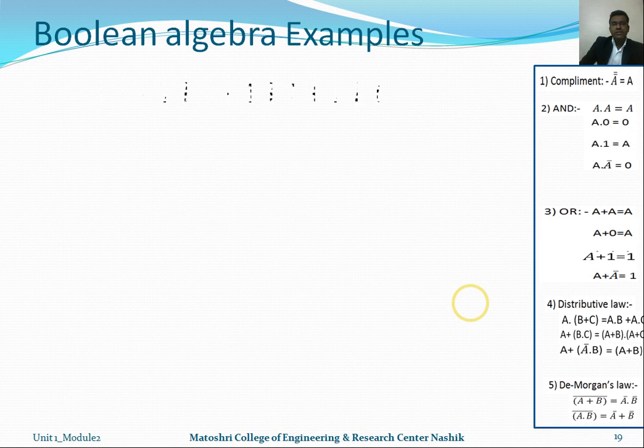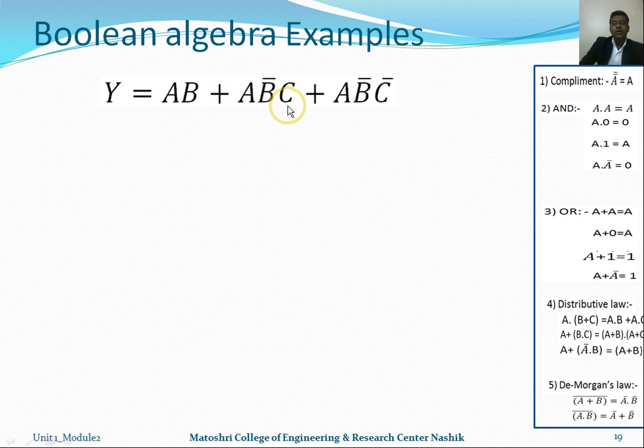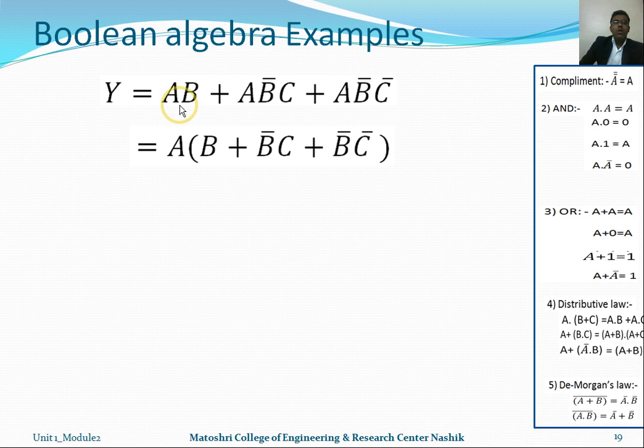Now move to another example. Here the function Y is given as output: AB ORing with AB bar C, ORing with AB bar C bar. From all the product terms, first, second and third, A is common, so we get A(B ORing with B bar C, ORing with B bar C bar). But from the distributive law, it is clearly shown that A ORing with A bar B gives A plus B.